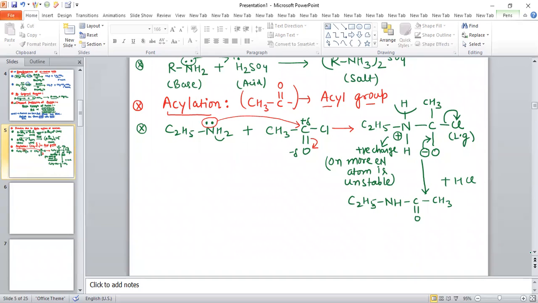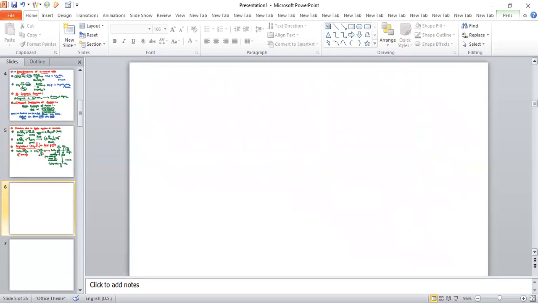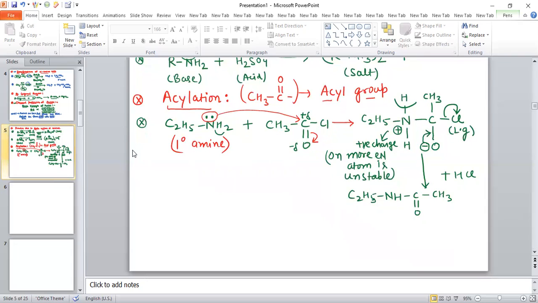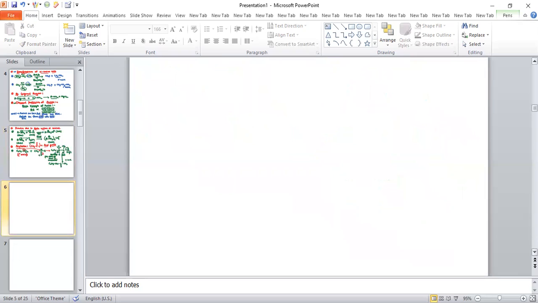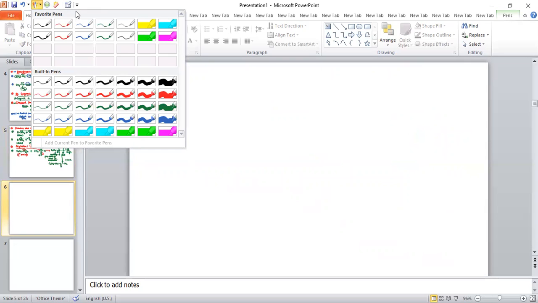In the same way, this is basically a 1 degree amine. You can see this is basically a 1 degree amine. Now we are going to discuss the same reaction for a 2 degree amine. See how this reaction occurs in the 2 degree amine.